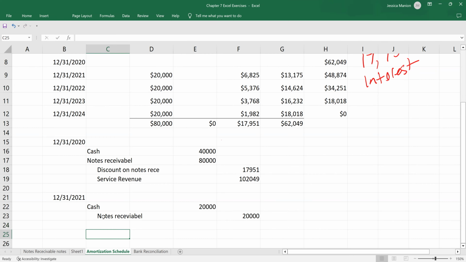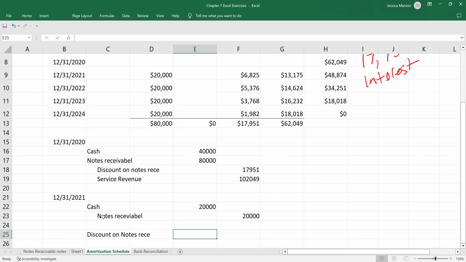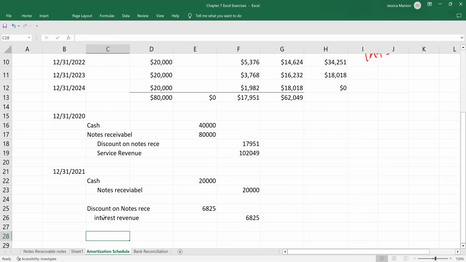And then we have to record the amortization of the interest. So we're debiting discount on notes receivable. What was our discount this first year? The amount that we amortized this first year, $68.25, crediting interest revenue, $68.25. That's what our payment would look like, and it's going to look like this every year until it's paid off.